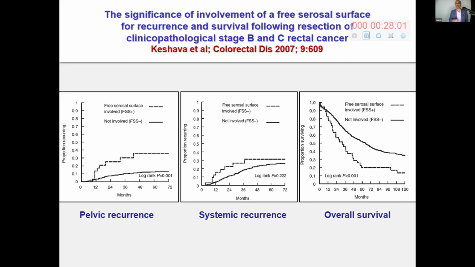And it's been shown in many nice studies, including this one, that it's a good marker of local recurrence, not of systemic recurrence, but breach of the peritoneum predicts pelvic recurrence down the road. So it's an important prognostic factor for us to recognize.